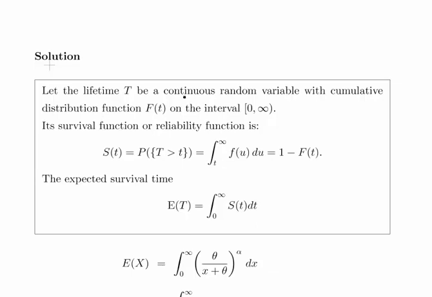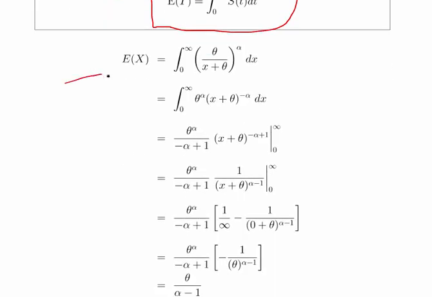This is the survival function here, and the survival function is the complement of the cumulative distribution function. This is the formula you would use to calculate it. The expected value of t is the integral from 0 to infinity of S of t, the survival function in terms of the variable t, dt. Let's just begin there. The expected value of x is that integral: theta divided by x plus theta, to the power of alpha, dx.